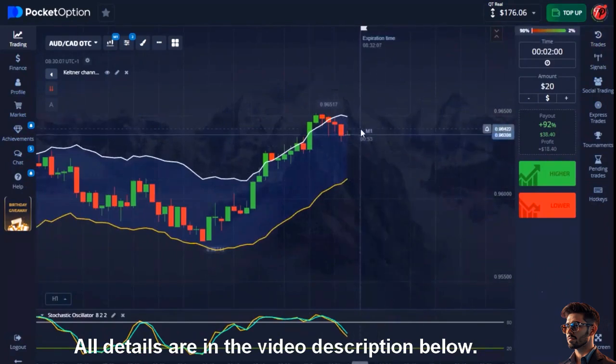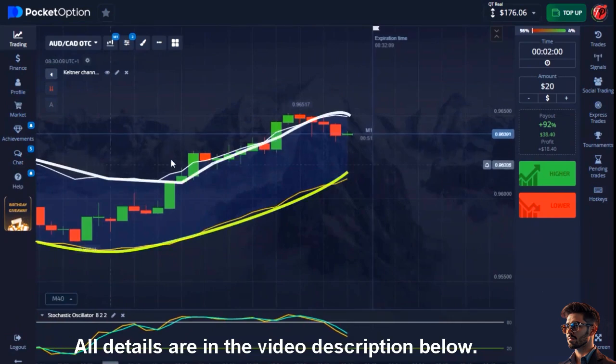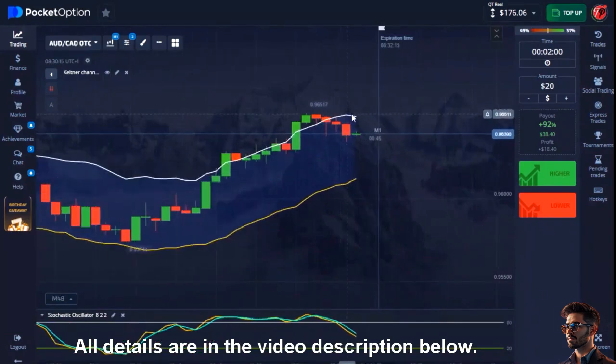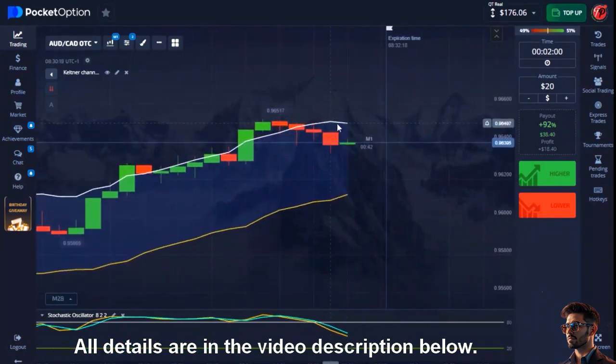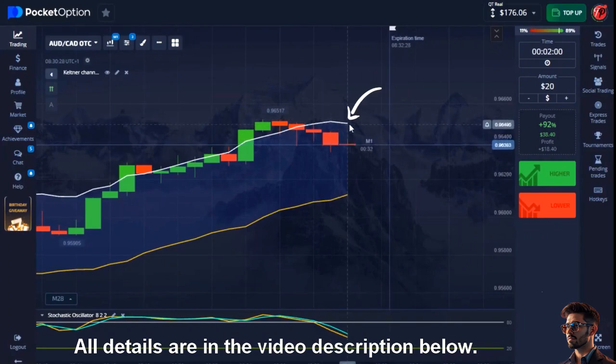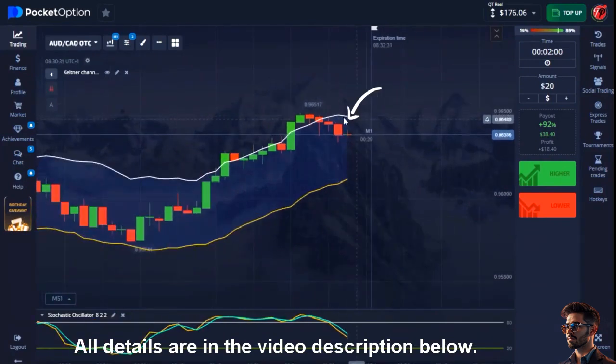Alright, so another thing to confirm before you enter your trade is the upper line and the down line of your kidney channel. Before you enter a trade, always make sure that you have a confirmation of a downline, just like what is happening right now. As you can see right here, the line actually went up, but when it gets to this position, it actually tried to come down on the trend, as you can see.